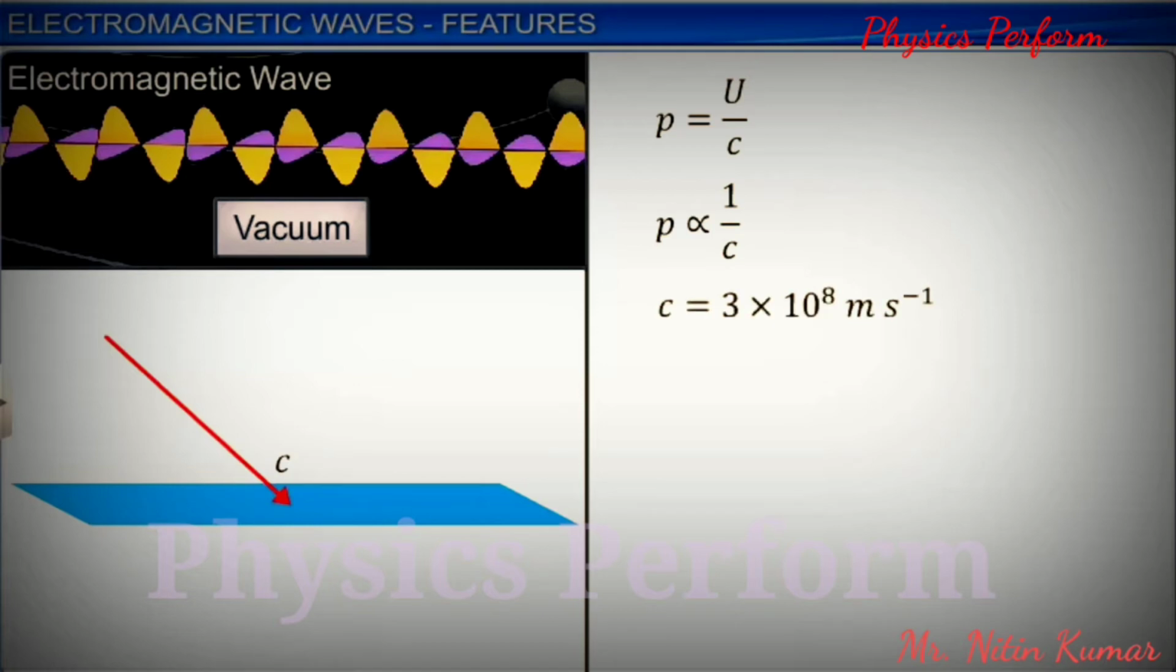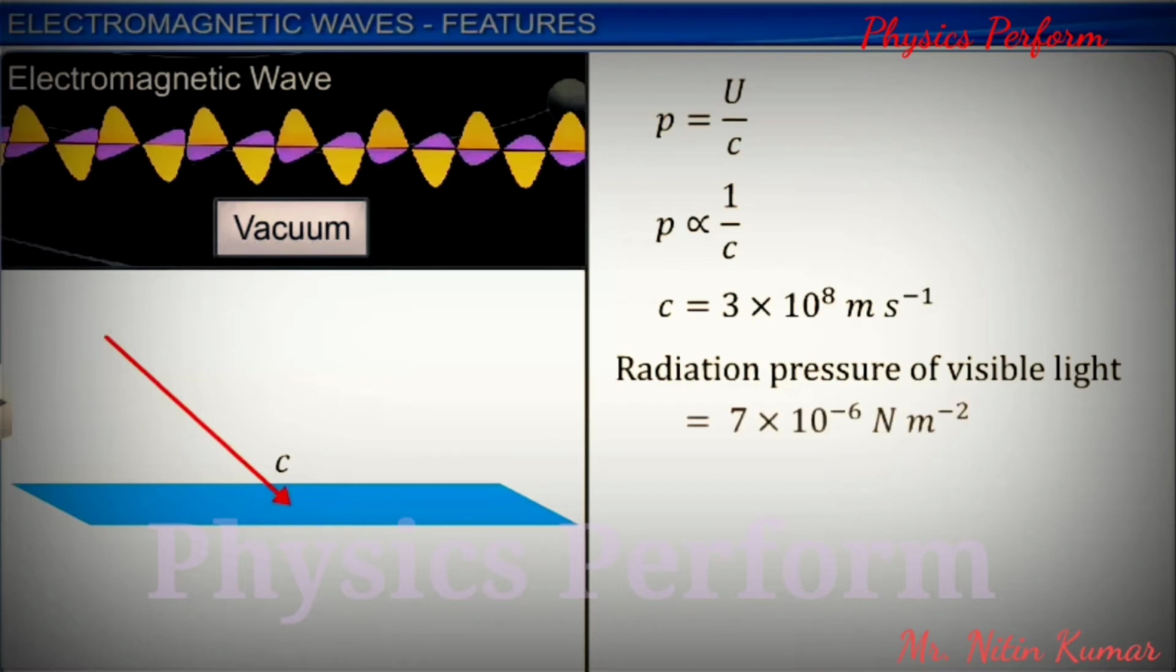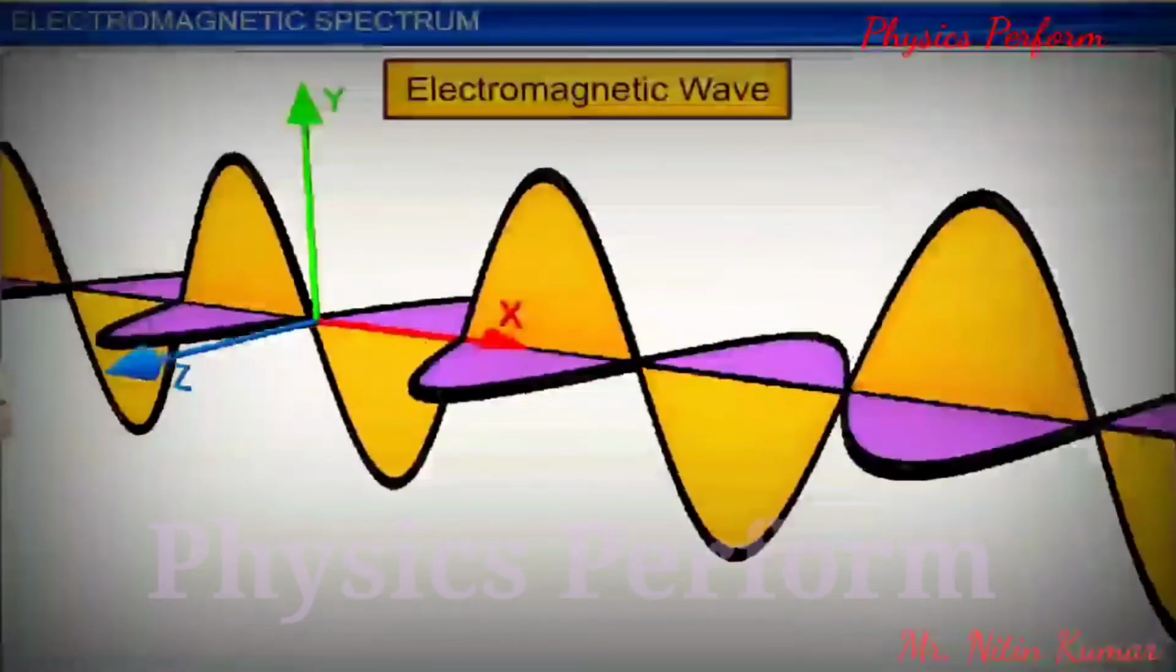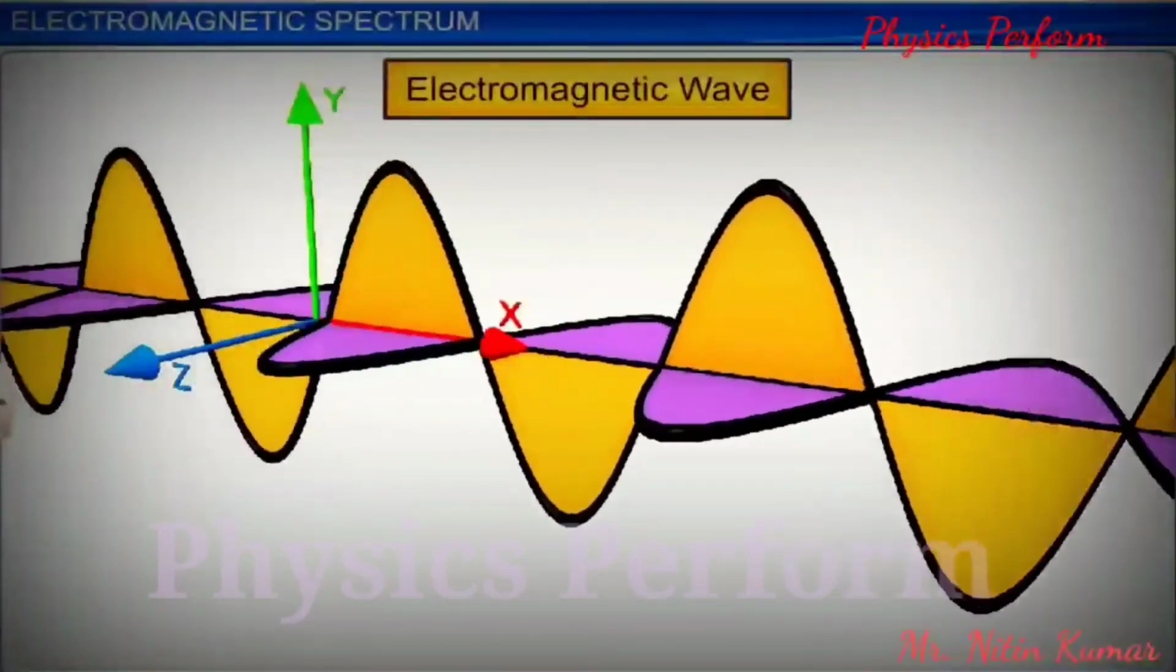The radiation pressure exerted by visible light is determined by calculating the momentum using the formula P equal to U by c. The radiation pressure of visible light is in the order of 7 × 10^-6 Newton per meter square. Different types of electromagnetic waves that carry energy and momentum are useful in various applications, which we will discuss in the other module. There are different kinds of electromagnetic waves in nature.